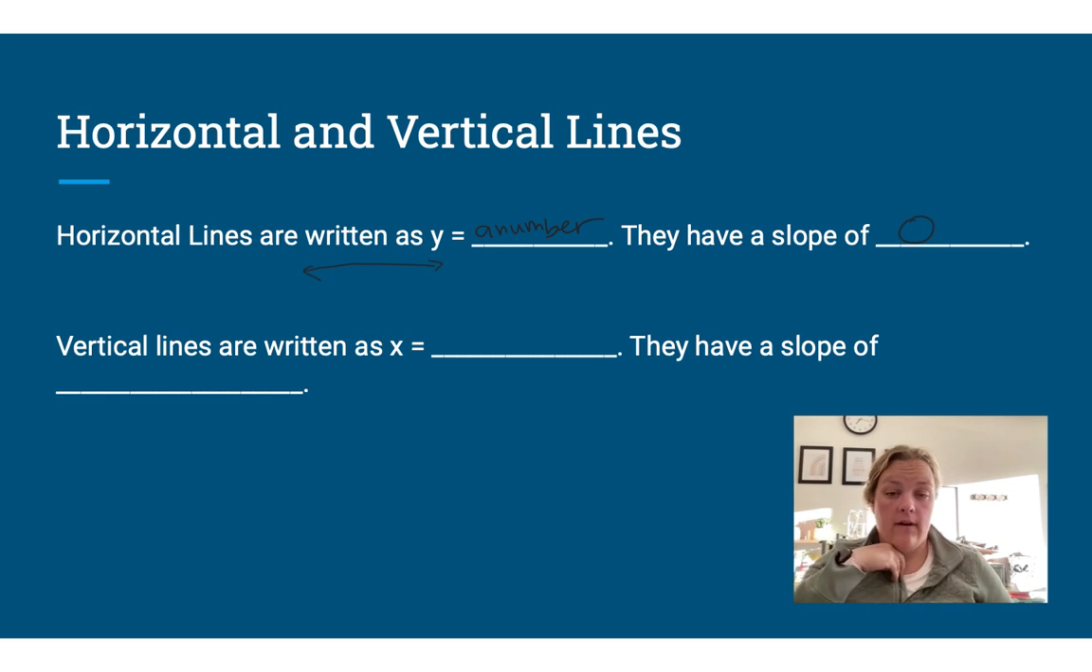Vertical lines, however, are written as x equals any number. And they have a slope of being undefined. So you will not know the slope here because this vertical line is going to go straight up and down. And the number is going to be where it crosses the x-axis. So as you're looking at these vertical lines go straight up and down, if you have an equation that x equals 3, this is a vertical line at 3 on the x-axis.